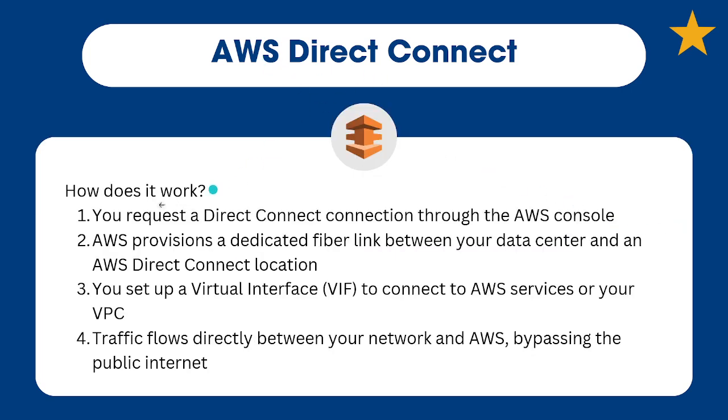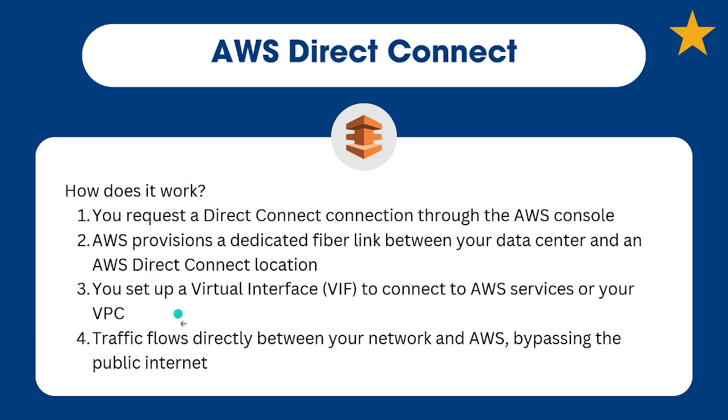So how does it work? So you request a Direct Connect connection through the AWS console. AWS will provision a dedicated fiber link between your data center and the AWS Direct Connect location. So there are actual physical resources that AWS is handling for you. You set up a virtual interface to connect to AWS services or your VPC, and then traffic flows directly between your network and AWS, bypassing the public internet.